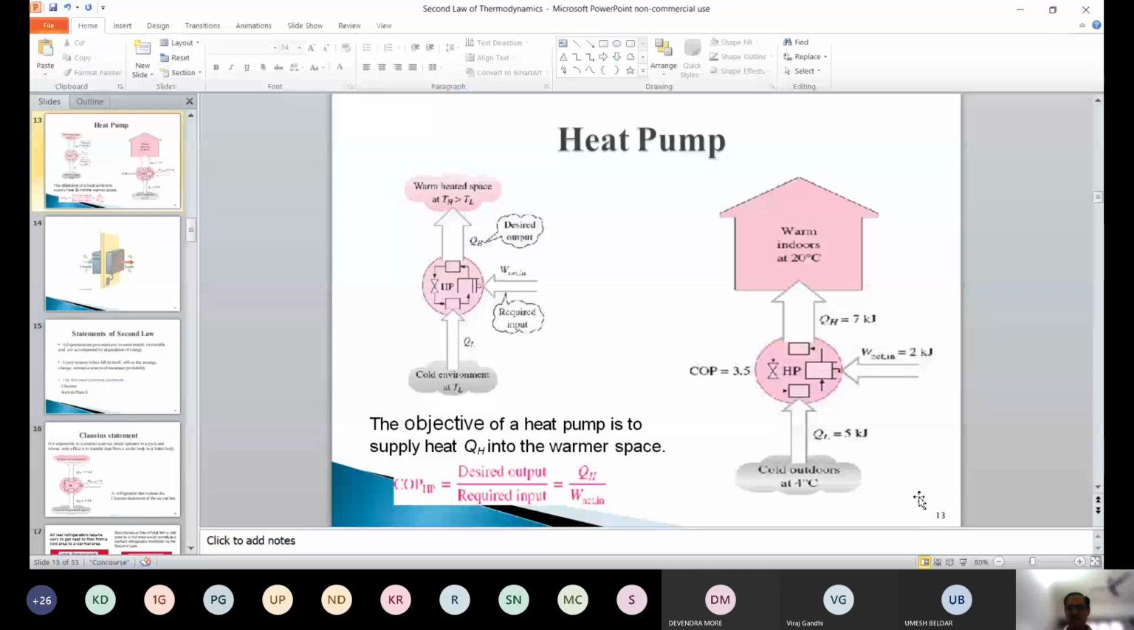So what is a heat pump? Can anybody explain? Dikshita?